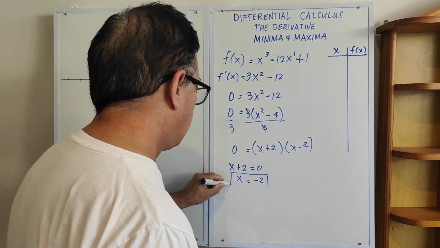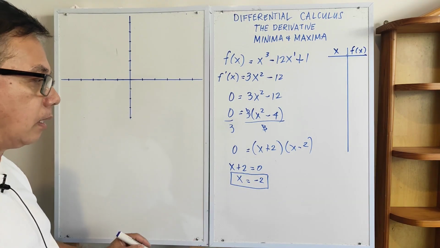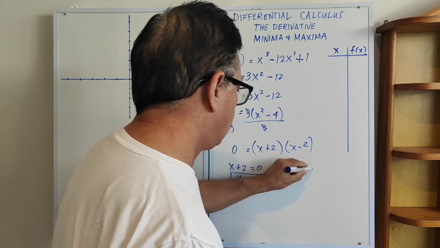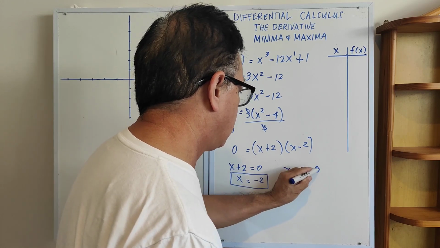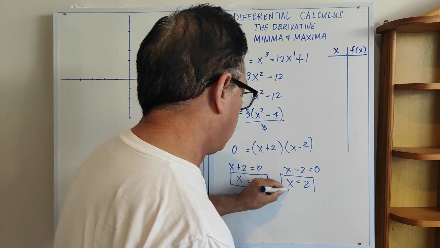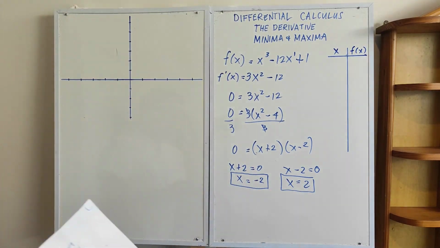This is one of the values that is either a minima or maxima. And then this one we equate to 0: x minus 2 equal to 0, so x is equal to 2. So these two are critical points that are either a maxima or minima. Now let us plug in some points.